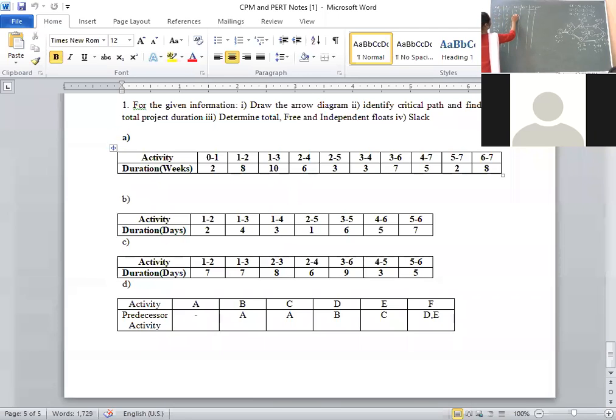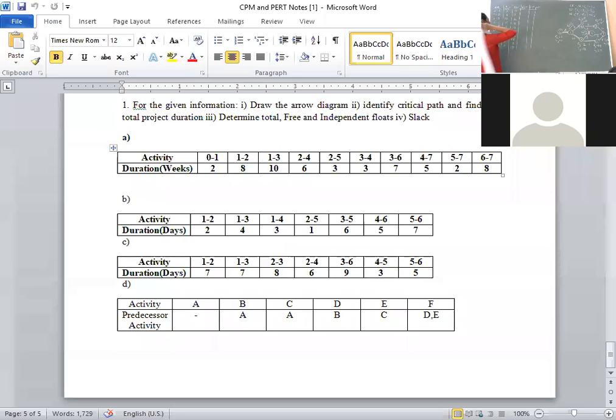E1 from the network diagram, the value is 2. Next, E2, the value is 10. Next, E3 value from the network diagram is 12. E4 value is 16. E5 value is 13. E6 value is 19. How did we write these? By using this network diagram, starting from the start node.